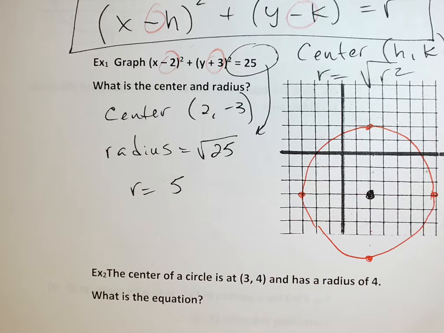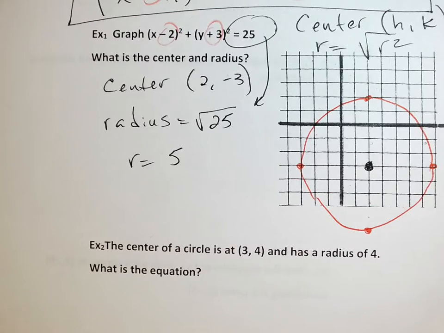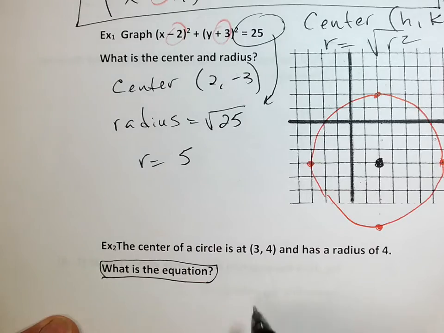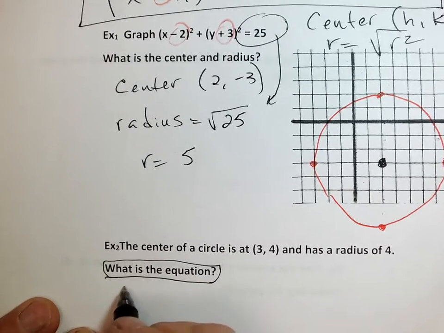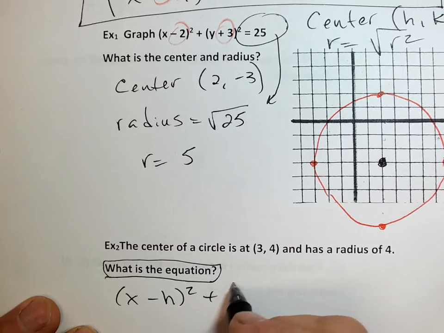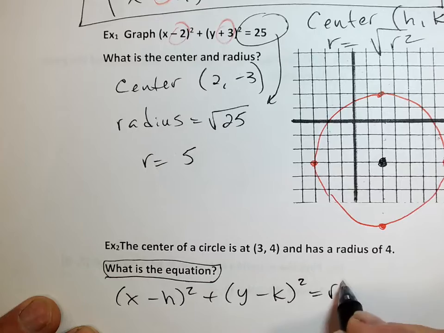Thumbs up? All right. So example 2 is going to do just the opposite. We want the equation. So to get the equation, we need some (x minus h) squared plus some (y minus k) squared equals r squared, because that's my equation.